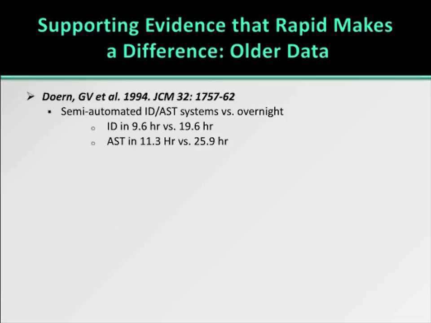And what Gary showed by looking at the semi-automated systems versus an overnight method was that the identification can come out in 9.6 hours versus the more conventional 19.6 hours. That's really a big difference. And again, this is back in 1994. We weren't looking at molecular. We weren't looking at MALDI. We were looking at semi-automated ID and AST systems. The susceptibility test came out in 11.3 hours versus almost 26 hours.